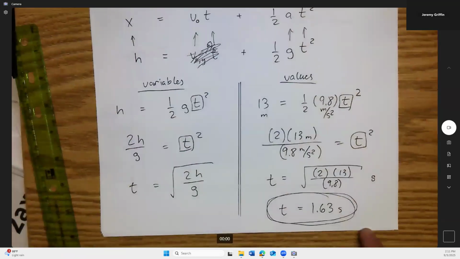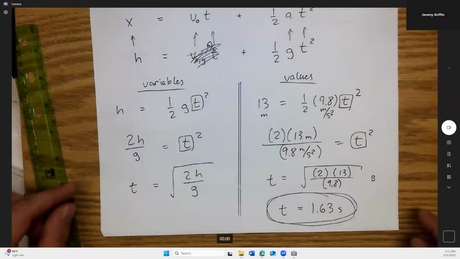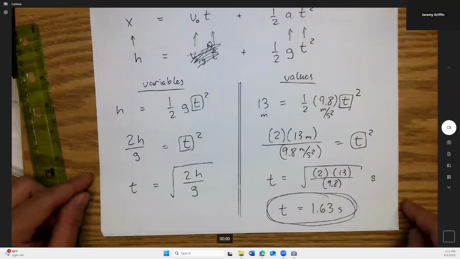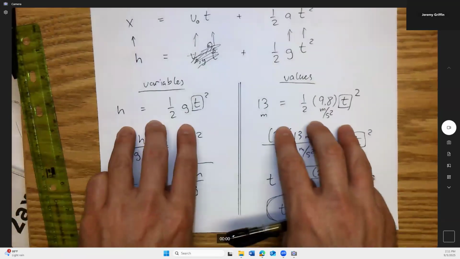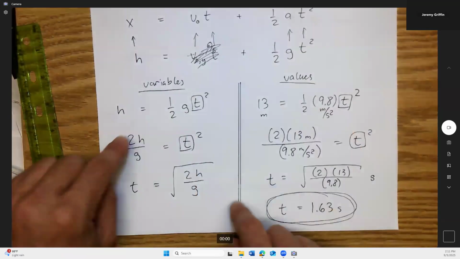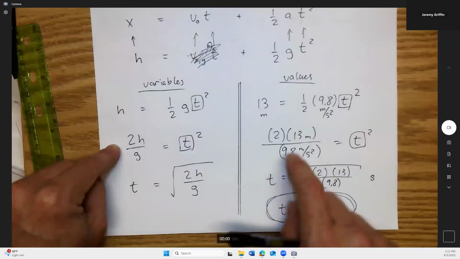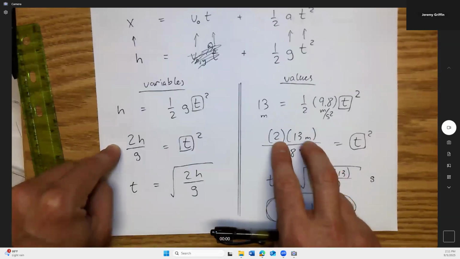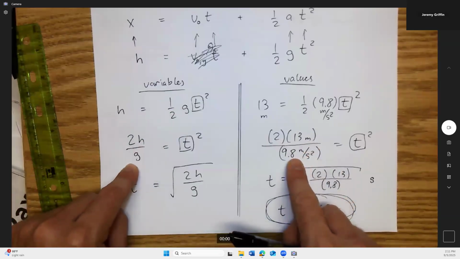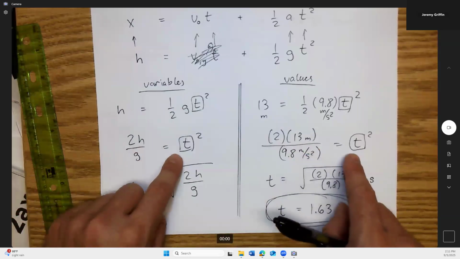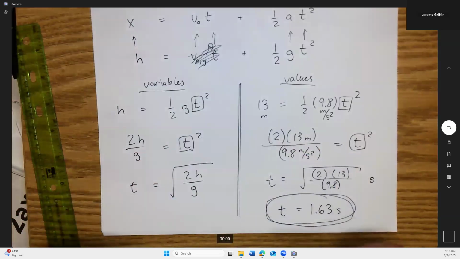Wait, how's it 2 times? Okay. So, guys, we're starting off with h equals 1/2 g t squared, right? Now, you need to cross multiply the 2 to get 2 times the fall height. And then divide by the gravity field g. And now that's t squared. So the last step is to take the square root.